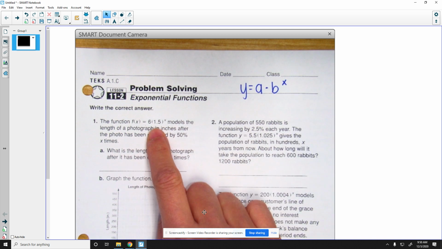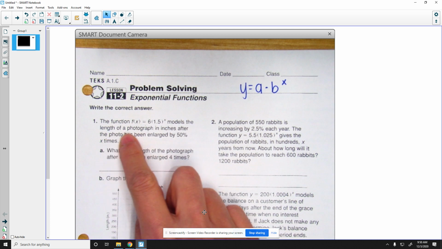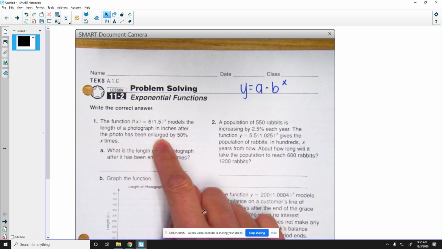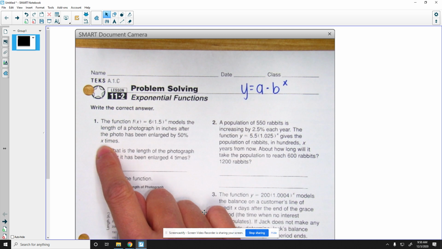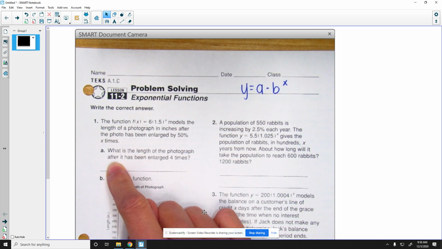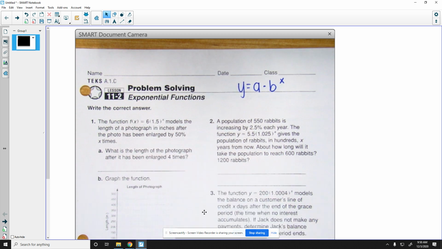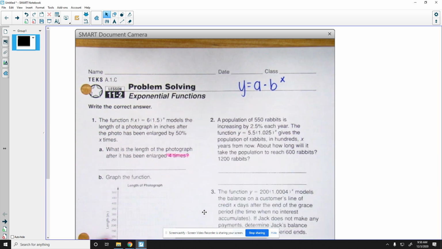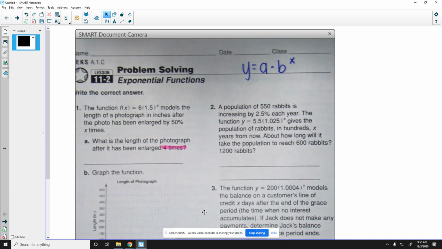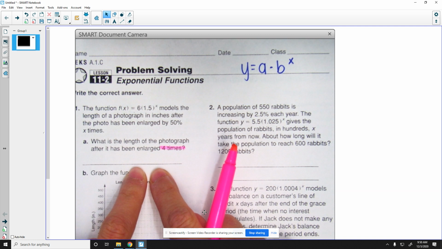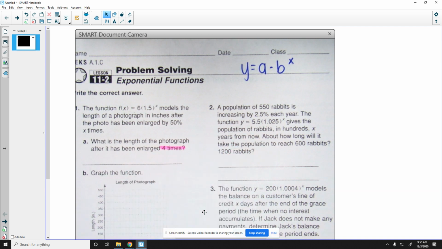So here's my function. It models the length of a photograph in inches after the photo has been enlarged by 50%, x times. All right, what is the length of the photograph after it has been enlarged 4 times? So maybe not tell me the answer, but does someone in person think they know what we do? Like, how do I find this answer? What do I have to do? Hey, Mason. Jack, go for it.